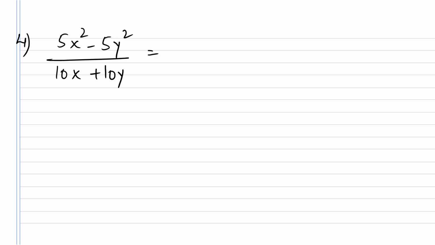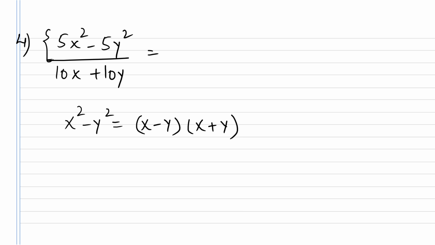Fourth one, 5x square minus 5y square, and my denominator is 10x plus 10y. This is an example where I will be using one of the algebraic identities to factorize my numerator. If you remember, there is one identity, x square minus y square is equal to x minus y, x plus y.